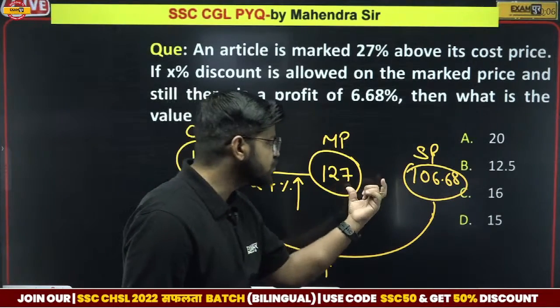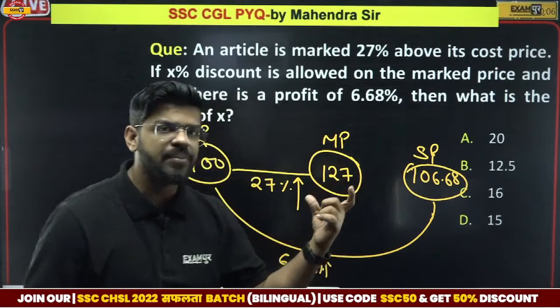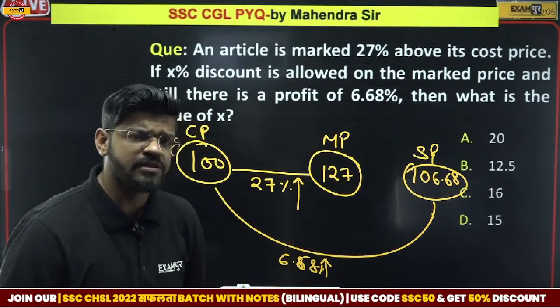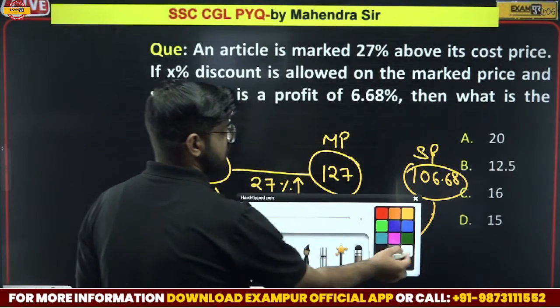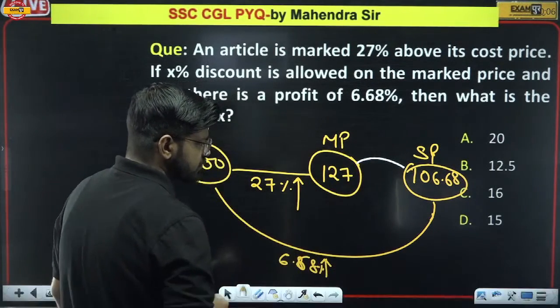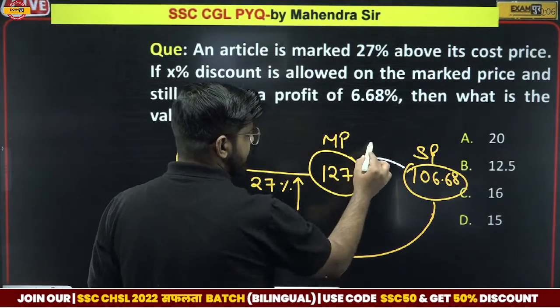Now you know that the difference of MP and SP gives you the discount. So we can easily find out the discount percentage. Find the difference of these two. What you will get? You will get 20.32.